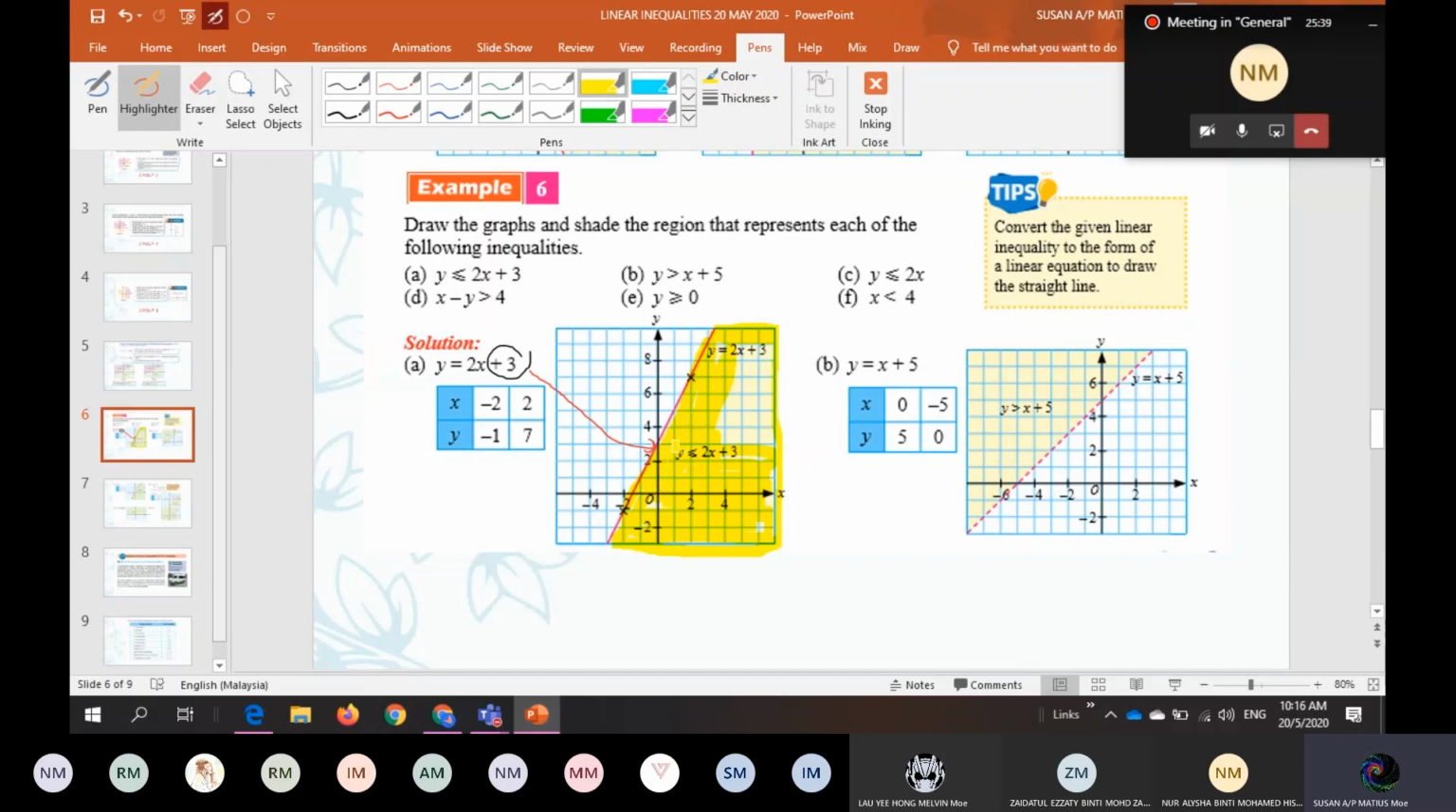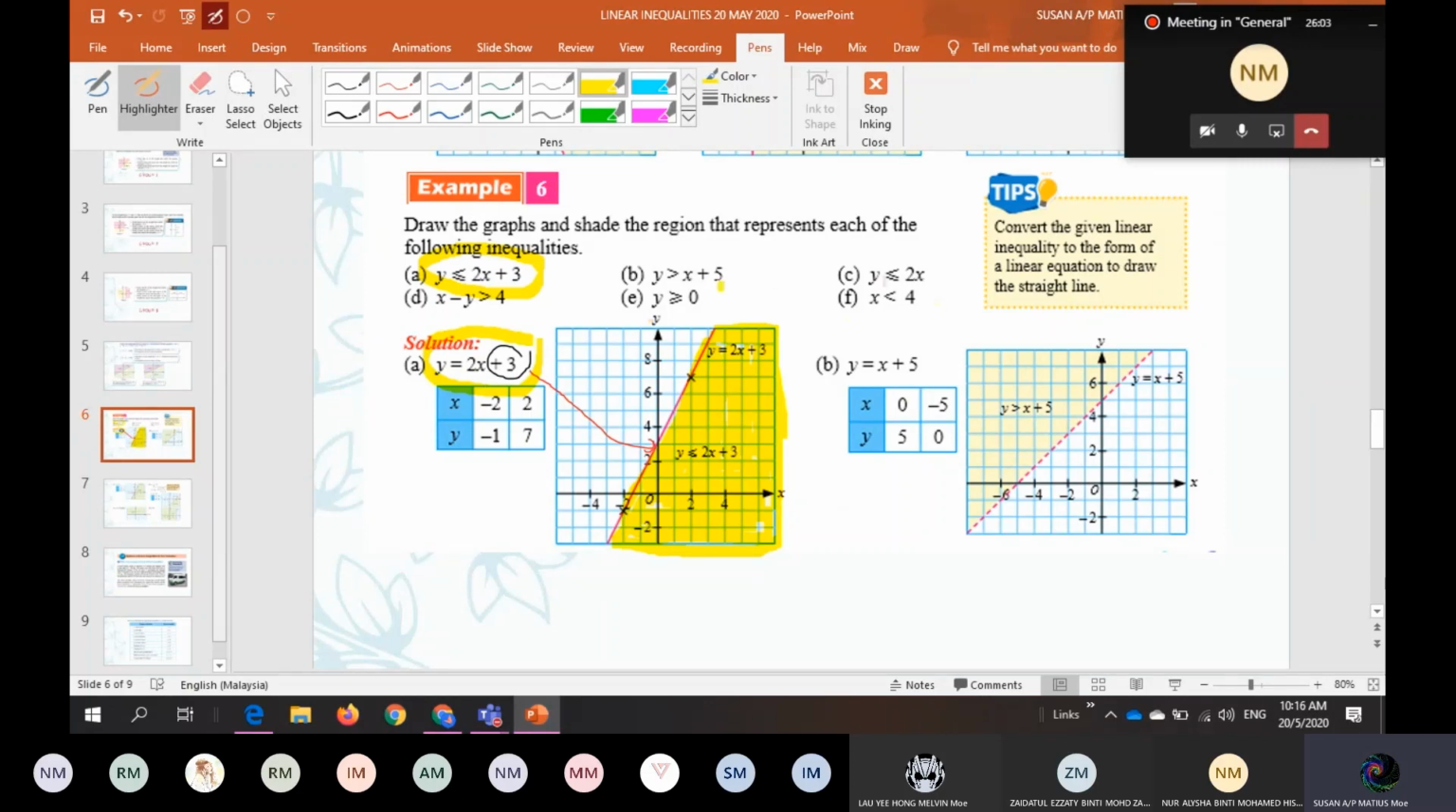So the process is a bit longer than the other process because you have to construct the straight line first. Once you construct the straight line, the others are the same. You have to convert the linear inequality to a linear equation first. Then you can form a linear equation, form a straight line.